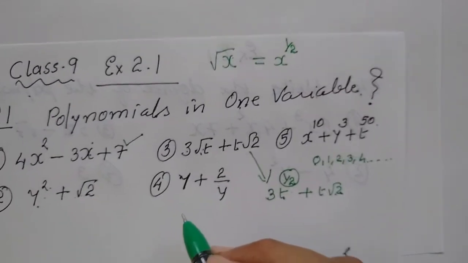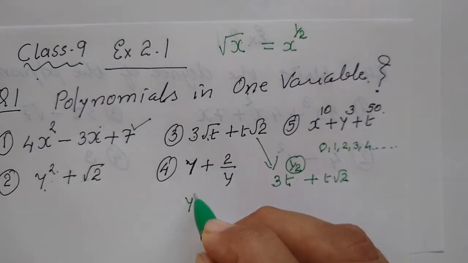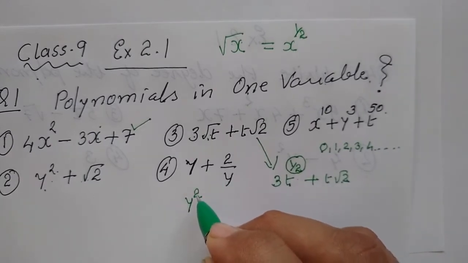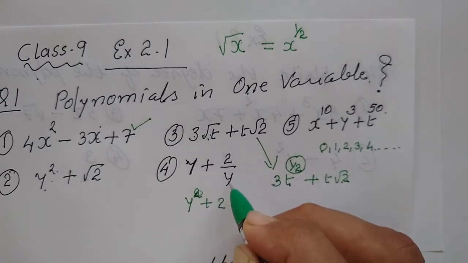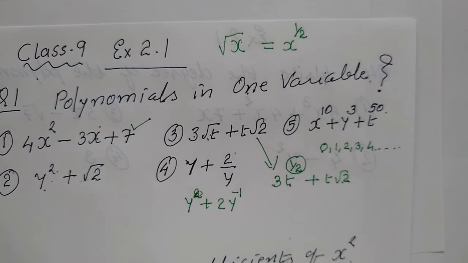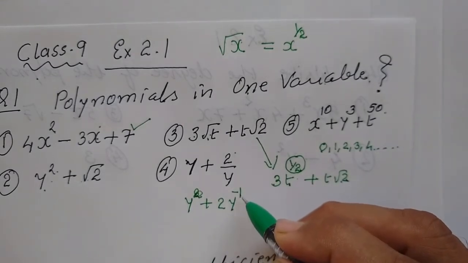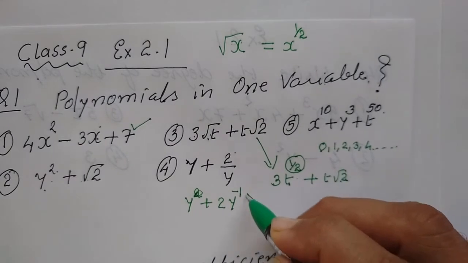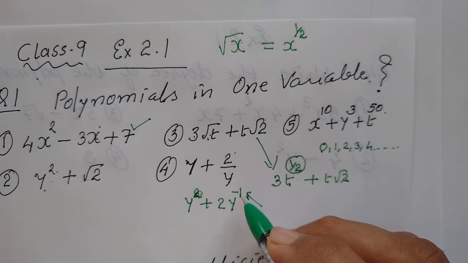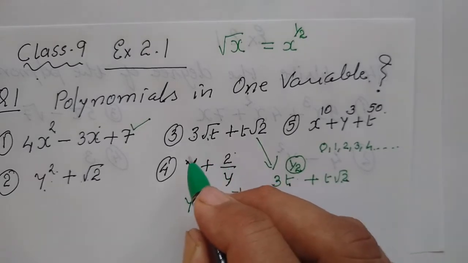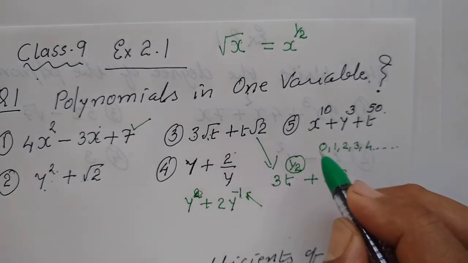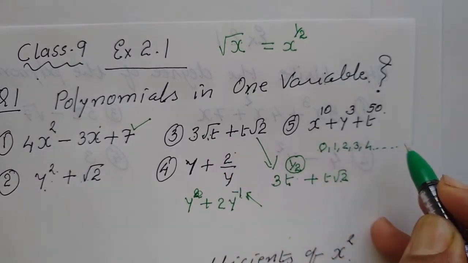Now this one, now children, here you can have like this y square. Okay, let it be y this way, but this y you bring up, so here it comes minus 1. Okay, this y comes minus 1. Now again children, this exponent is not whole number. Here minus sign is there. Therefore, this is not a polynomial. Clear? Exponent should be this 0, 1, 2, 3, 4 whole number.